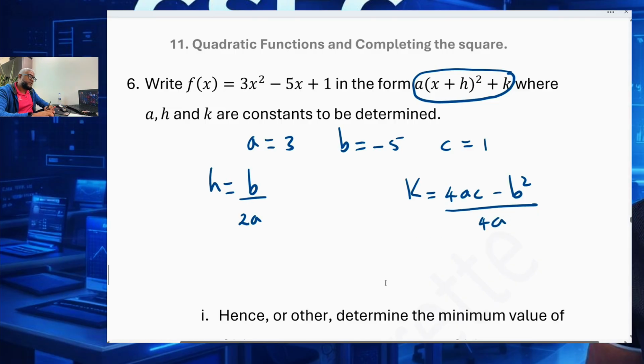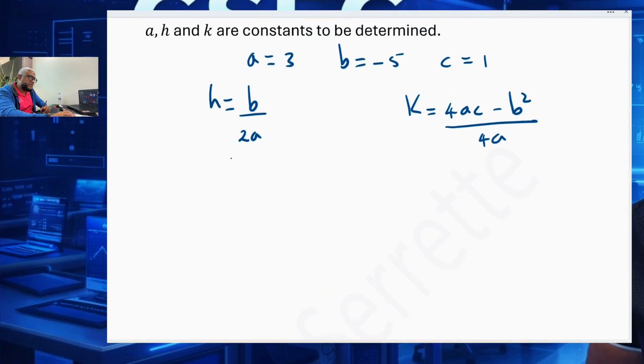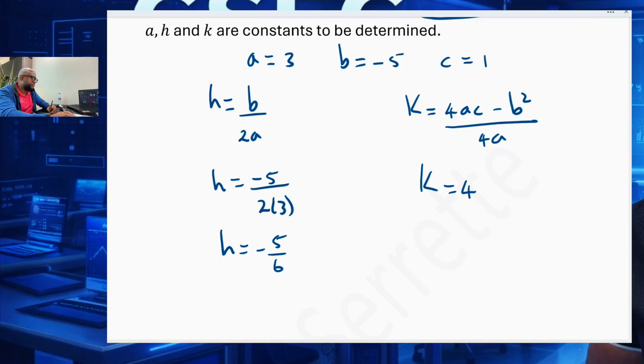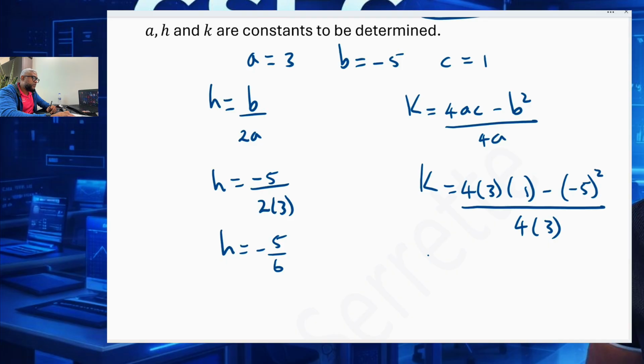So there you go. h will be equal to negative 5 over 2 by 3, which will be negative 5 over 6. k will be equal to 4 by 3 by 1 minus negative 5 squared, all over 4 by 3. k is equal to, what do we get when we got it up? I got negative 13.